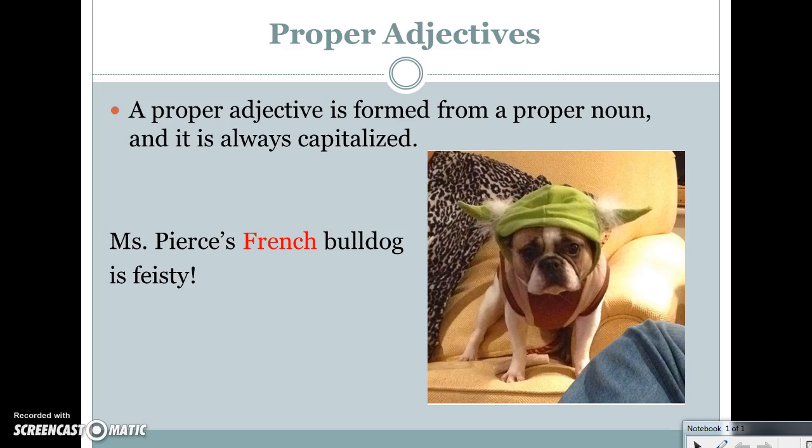Proper adjectives. A proper adjective is formed from a proper noun, and it is always capitalized. Example, Miss Pierce's French bulldog is feisty. Millie, my French bulldog, came from France. We know that countries are proper nouns, and they should always be capitalized. Because Millie is French, French, in this case, is a proper adjective and should be capitalized too.